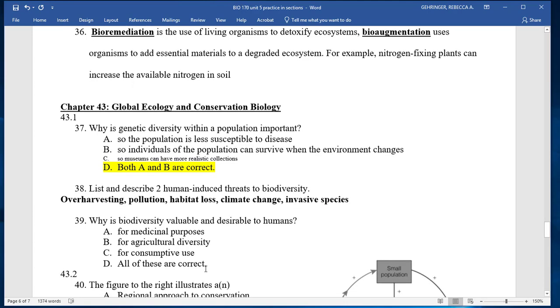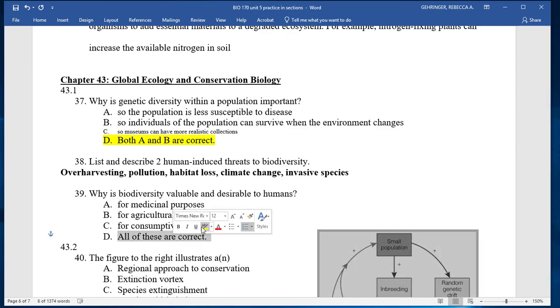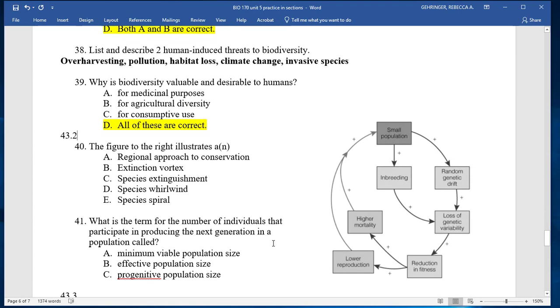So then 39, why is biodiversity valuable and desirable to humans? Again, you probably don't need to take the class to know this, but medicinal purposes, that's true. Agricultural diversity, that's true. Consumptive uses, like we can eat it, we can use it for building material, so on and so forth, that's true. So 39, D, all of those is correct.